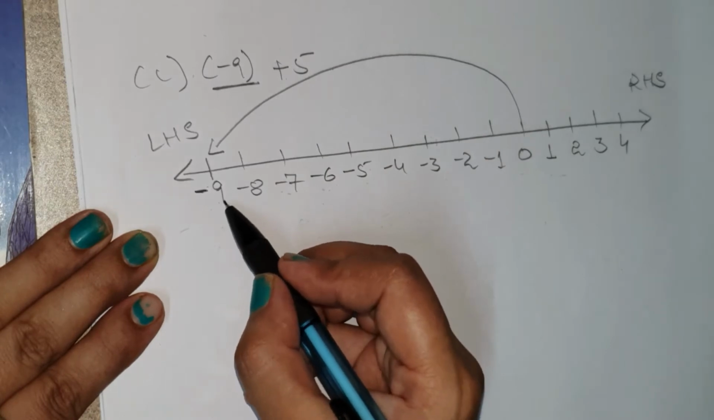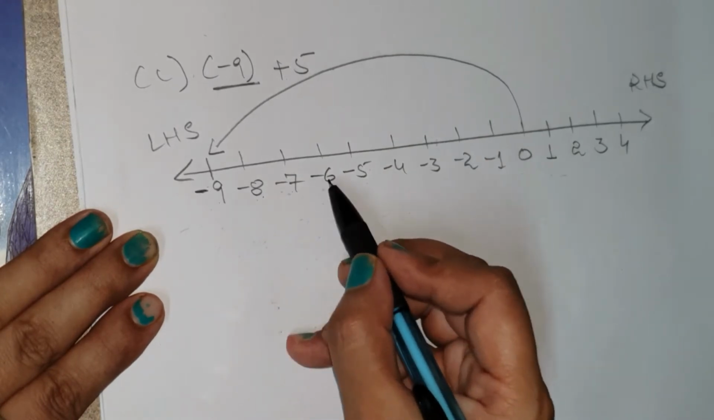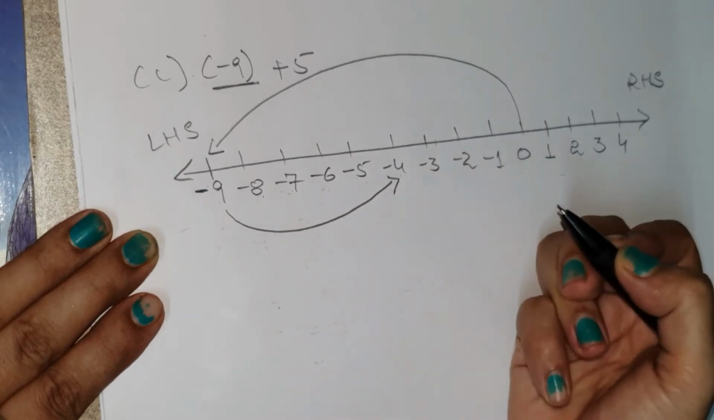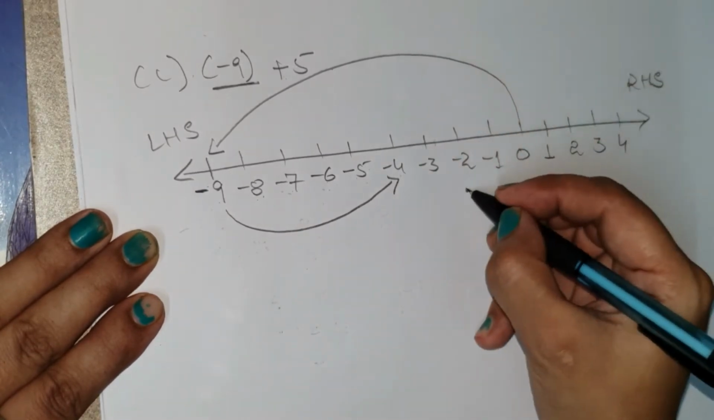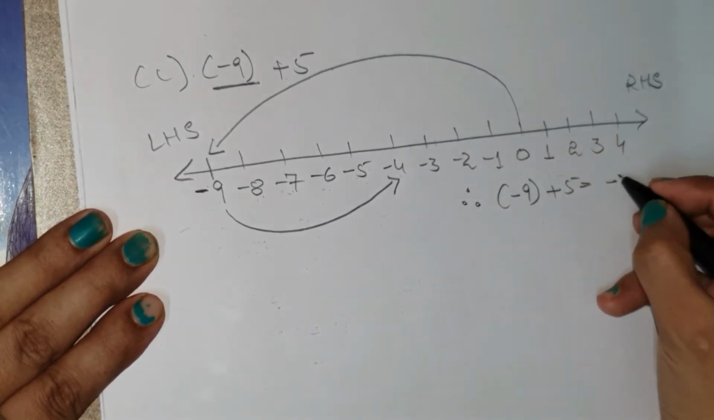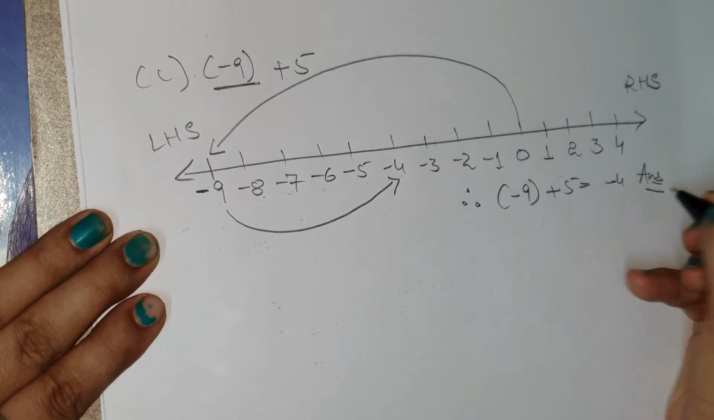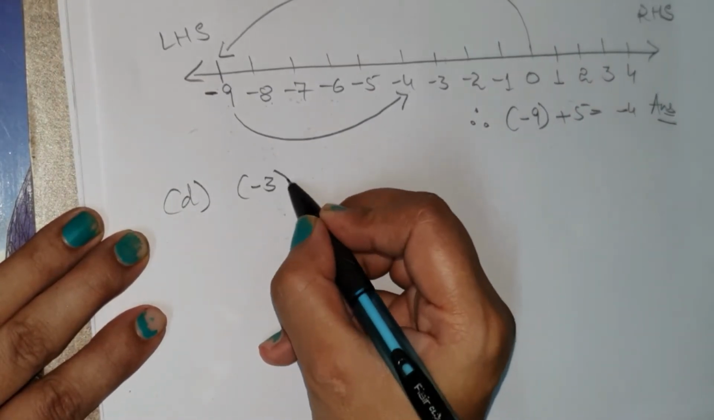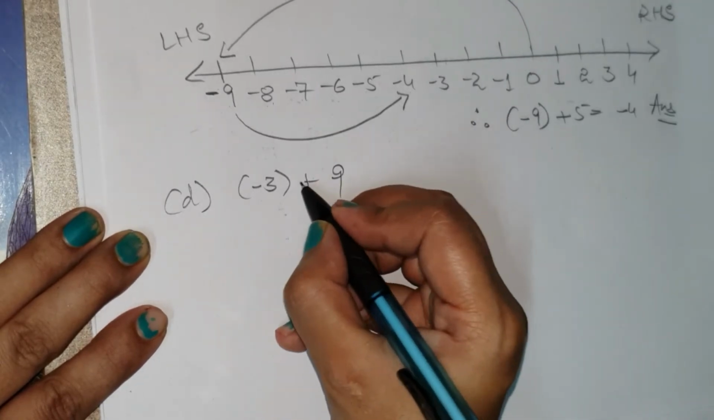So, don't count minus 9, count from 8. 1, 2, 3, 4, 5. So, that means till minus 4 you will reach. Fine. So, therefore, your answer will be minus 9 plus 5 is equal to minus 4 like this. Okay. See, the next part is the D part. It is minus 3 plus 9. This is the question.